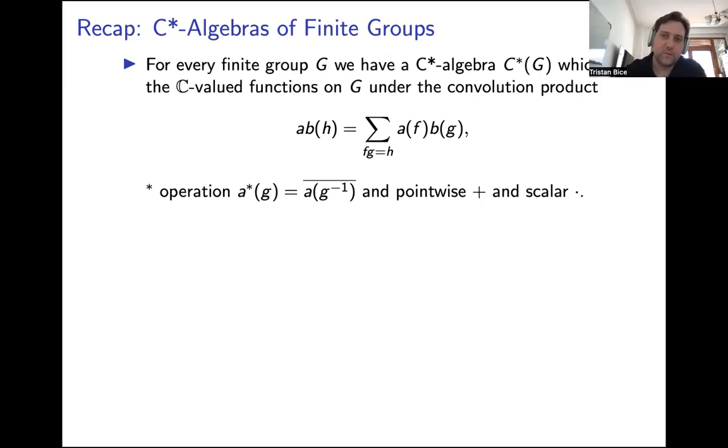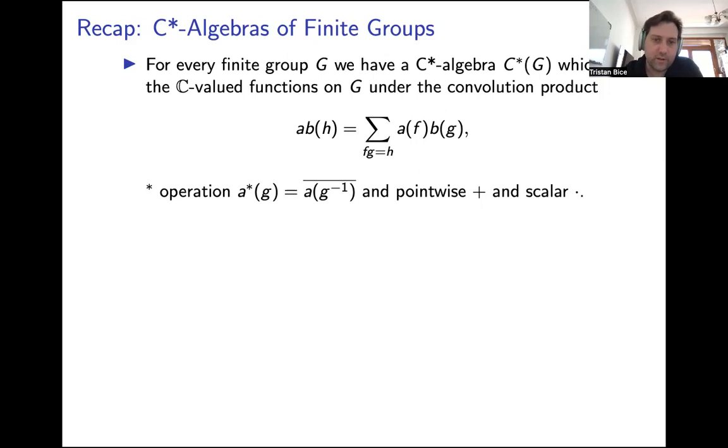The product, which corresponds to the operator composition when we defined it originally, turns out to be this thing known as convolution, right? So the convolution of any two functions, A and B on G, is simply the sum of all the products of this form, A(f) times B(g), where you take the sum over all those f and g such that the product fg is equal to h, right? This thing on the left here. So that gives the product.